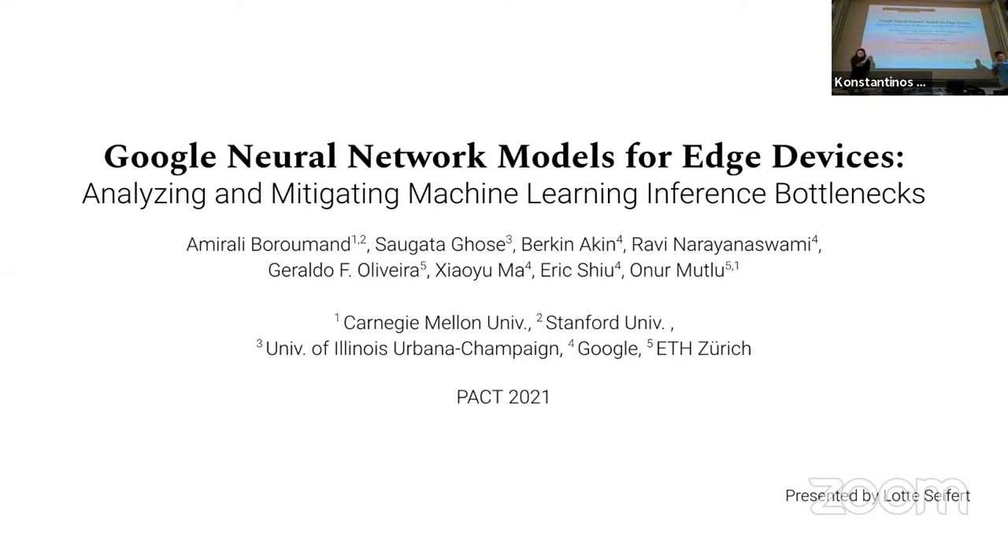Yes. So hopefully you can hear me. Lotte is going to present this paper that we presented last year at PACT 2021. It's a really long title, Google Neural Network Models for Edge Devices. This is a paper that Amirali Boroumand did when he was in an internship at Google in 2019. I was also there somewhere. We were working really closely with the Google Edge TPU team. We were not working on version 4, we were working on a previous version. Version 4 was still in development back then. This paper is going to show a lot of characterization of those models and some problems that the Google Edge TPU faces. So it's going to answer some of the questions from the previous discussion.